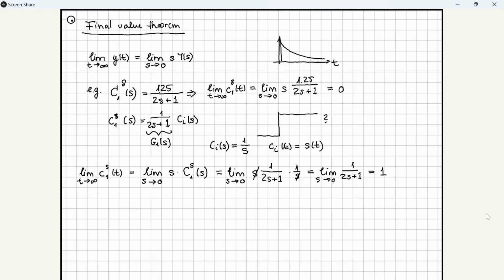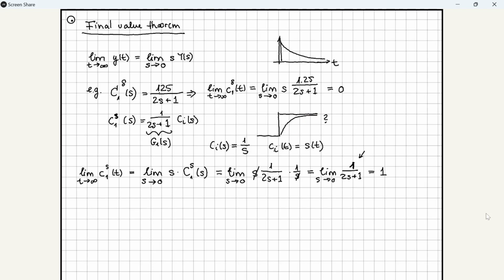So this means that the first order process, if we put in a step, will follow the step, considering that we have a process gain of 1. So we have a number 1 in here. If this would be a different number, then it would go to the equivalent. So if it would be a 2, the process gain, then our final value would go up to 2. So you can see how useful it is.